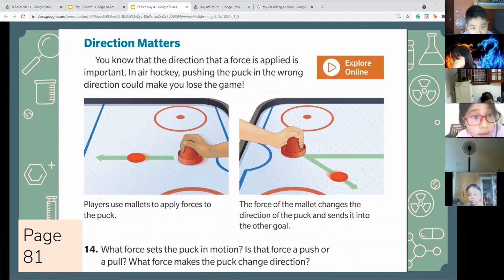You know that the direction that a force is applied in is important. In air hockey, pushing the puck in the wrong direction could make you lose. Yeah, Robert, have you ever played air hockey? Yes, it's super fun.